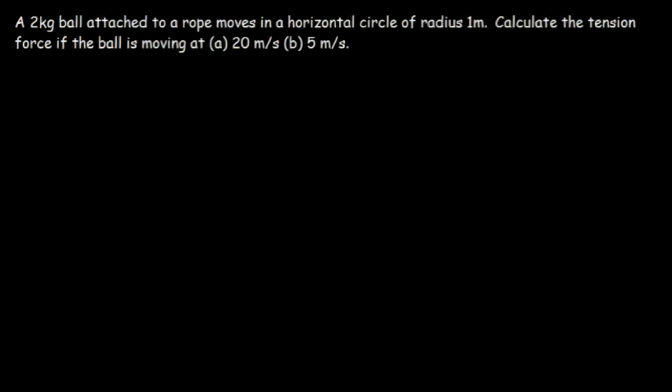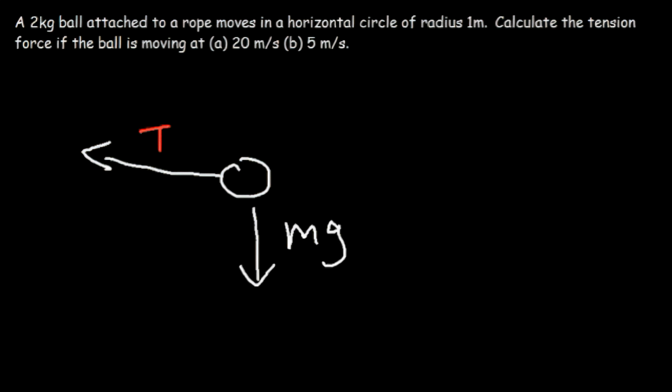Now in actuality, the ball has a weight force, and the tension force is actually at an angle. It may be at a small angle, but it's not purely horizontal. So the tension force has to support the weight force of the ball. Otherwise, it's going to fall down. So the tension force really has an x component and it has a y component. So Ty is equal to mg.